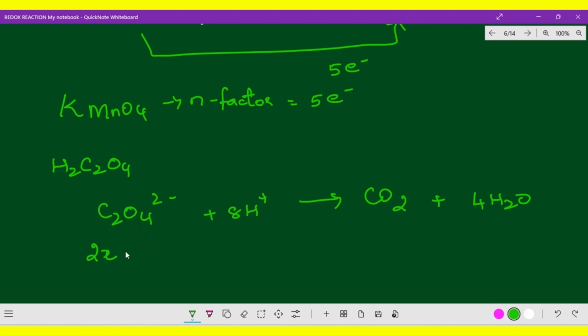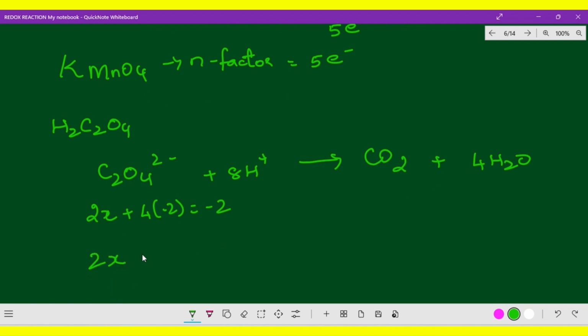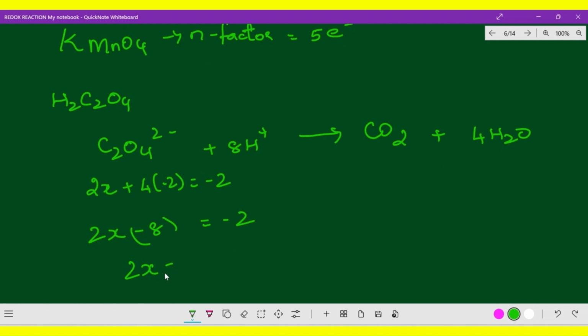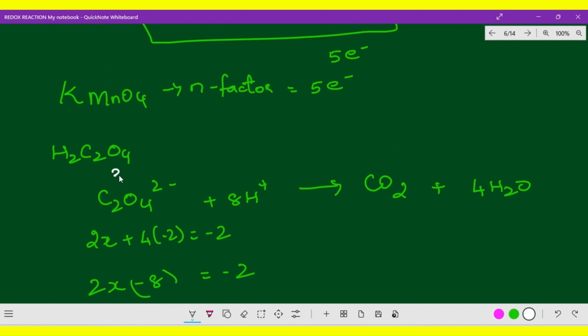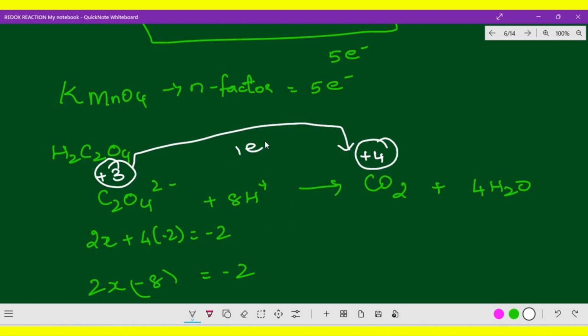So 2x plus 4 minus 2 equal to minus 2. Here 2x minus 8 equal to minus 2. Therefore, 2x equal to 6, so x equal to plus 3 oxidation state. So plus 3 is converted to plus 4 oxidation. So the number of electrons changed is 1 electron.